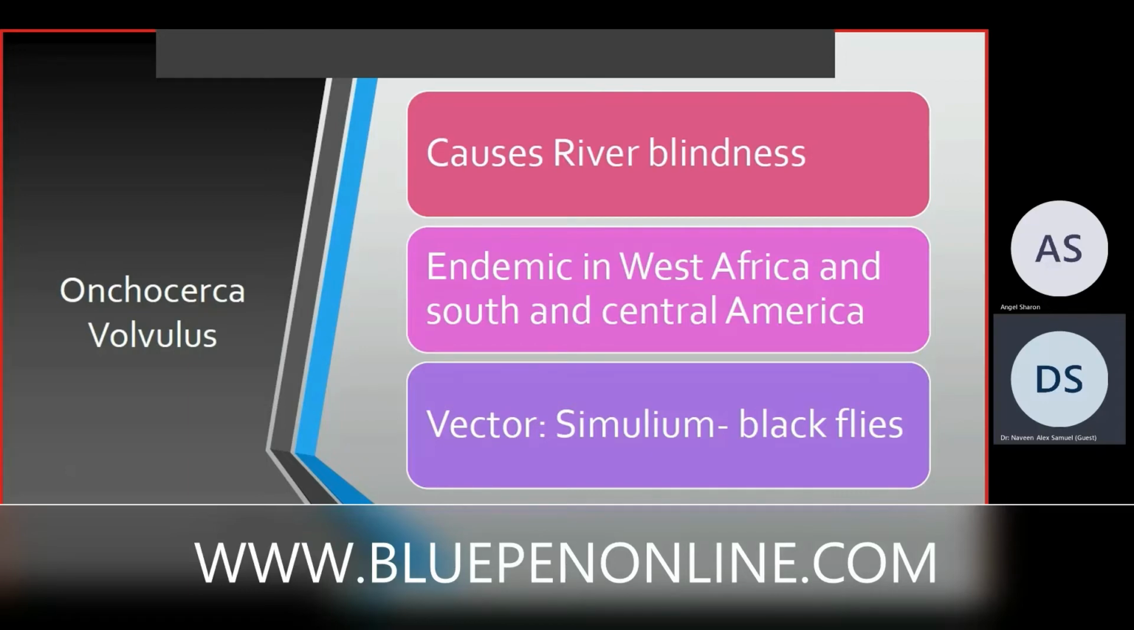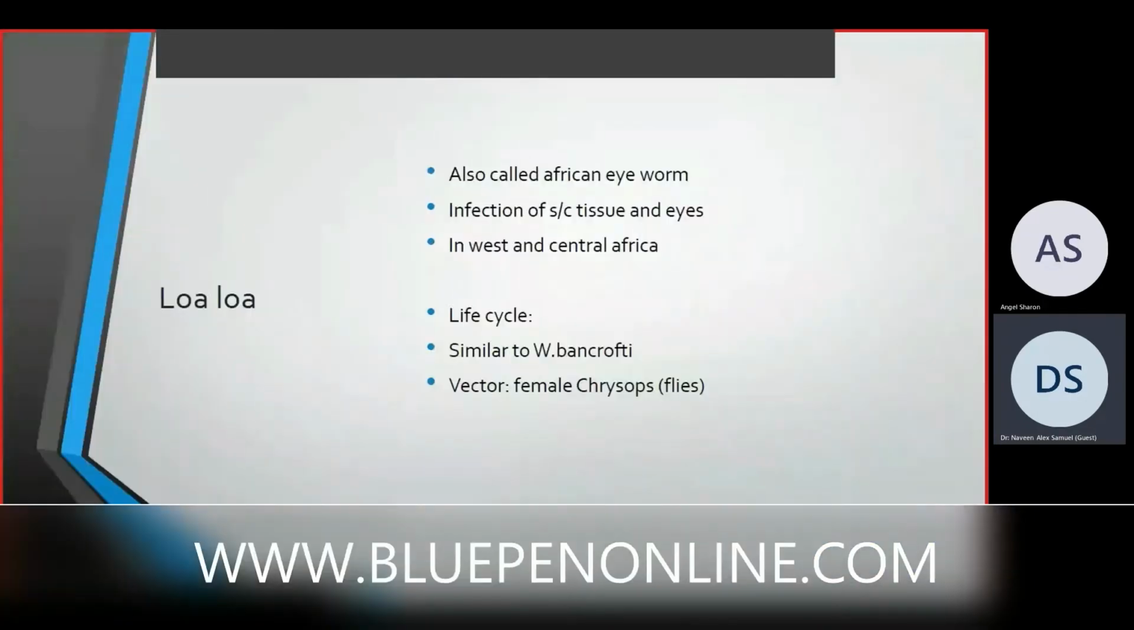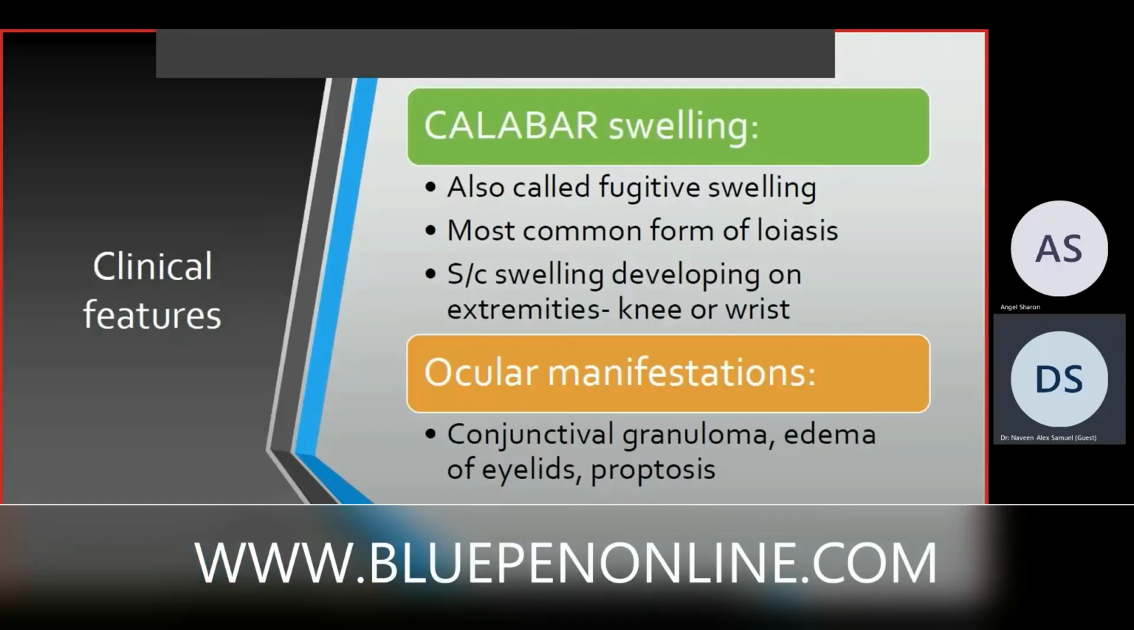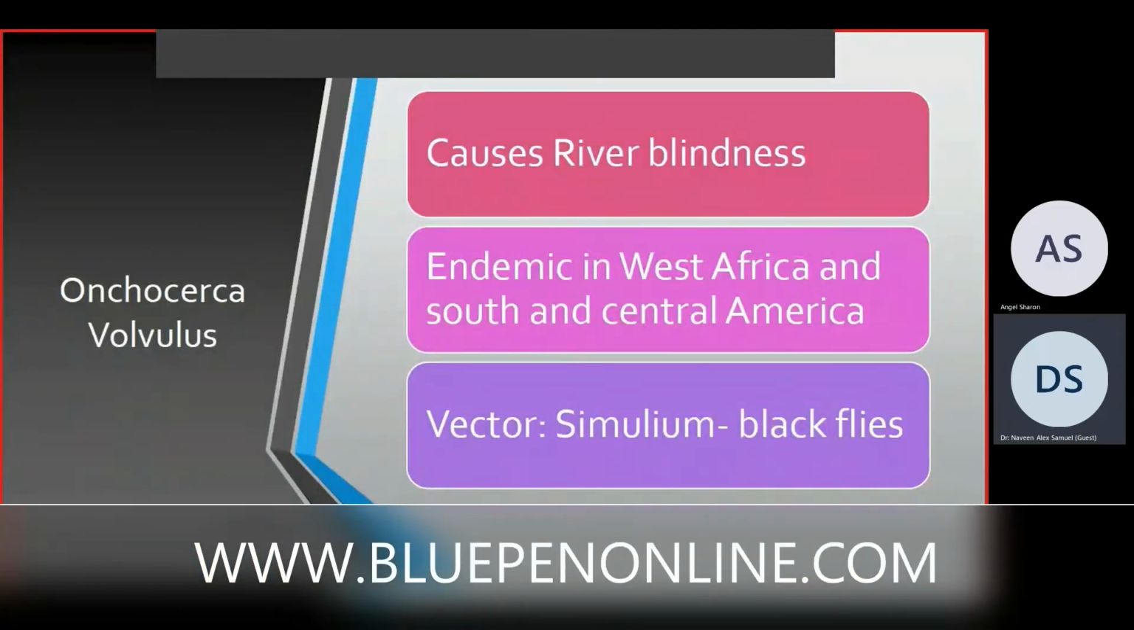Everything is straightforward questions. The next is Onchocerca volvulus. It causes river blindness. It's endemic in West Africa and South and Central America. The vector is Simulium, the black flies. I told you different filariasis have different vectors. The vector for Loa loa is actually Chrysops, again a fly, the female Chrysops. The vector for Onchocerca volvulus is Simulium, the black flies.